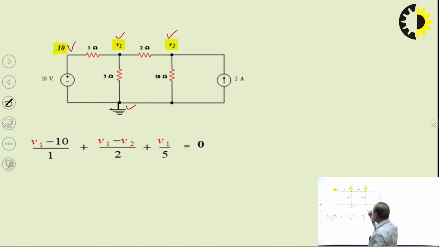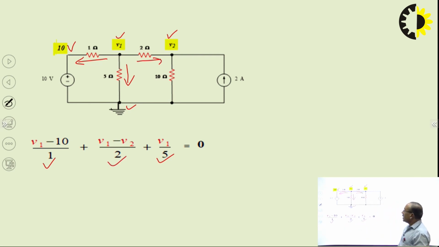And similarly, the equations now: V1 minus 10 by 1, this is this current, the outgoing current from V1. Similarly, V1 by 5 is this current, the outgoing current from V1 in the 5 ohm branch, and V1 minus V2 by 2 is this current leaving this node, and it is equal to 0, since all these 3 currents are leaving the node and there is no incoming current to the node. That's why it is 0. This is equation number 1.